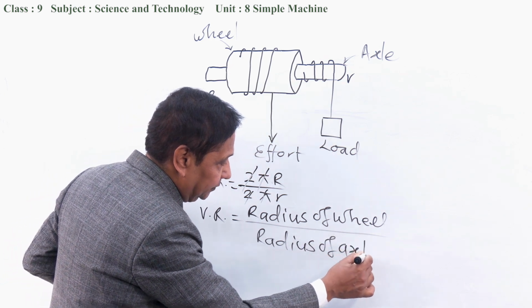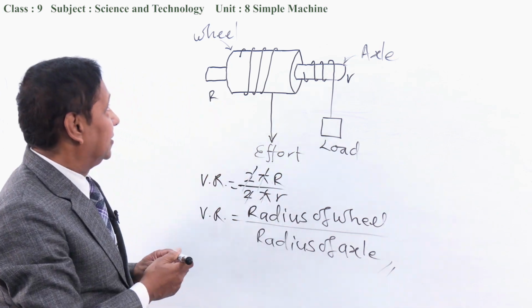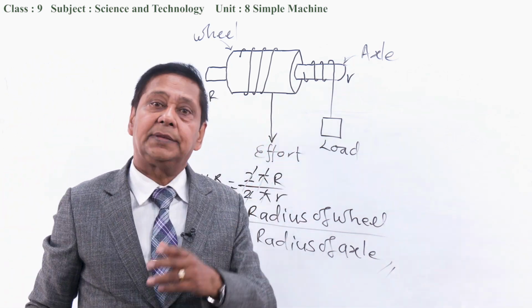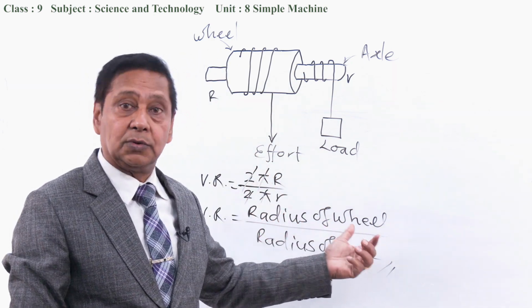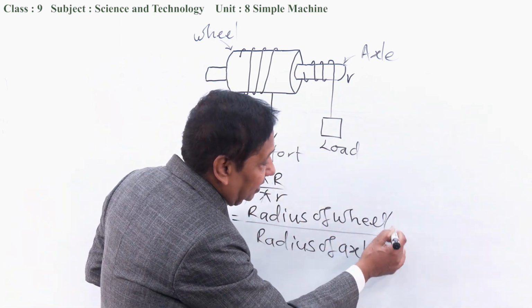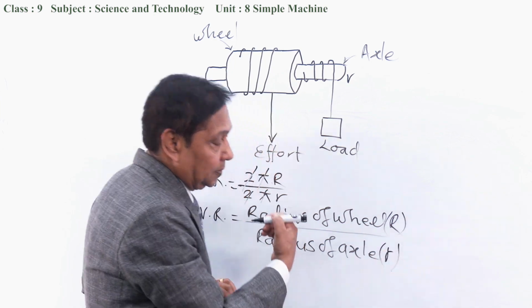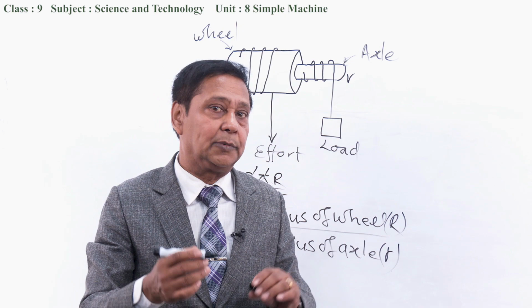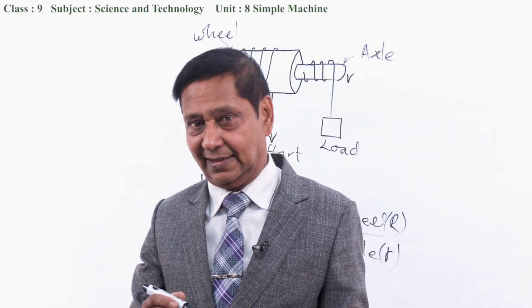What does it mean? We can conclude that in the case of wheel and axle, velocity ratio is the ratio of the radius of the wheel to the radius of the axle, and the radius of the wheel can be represented by capital R, and the radius of the axle by small r. This formula can be used to solve numerical problems related to velocity ratio of wheel and axle.